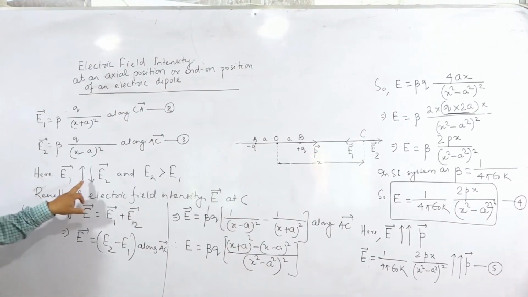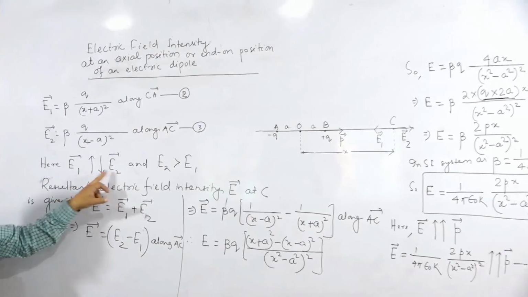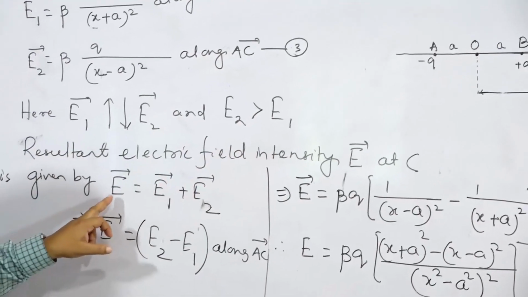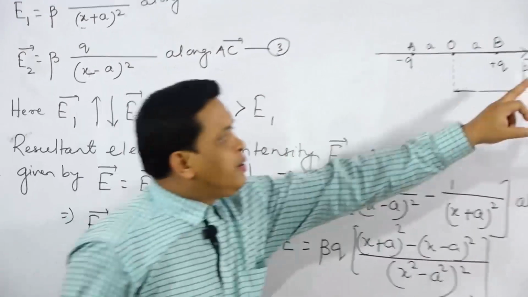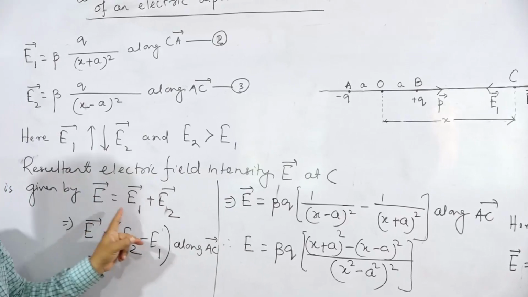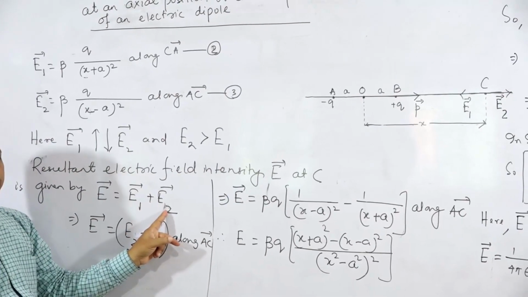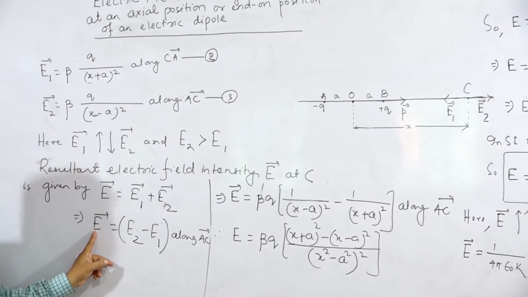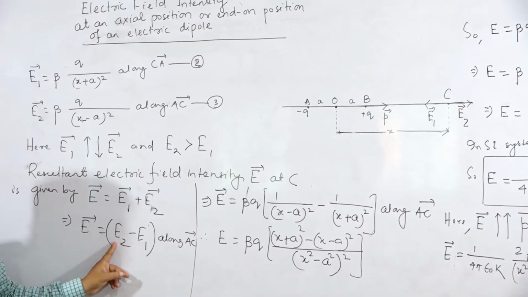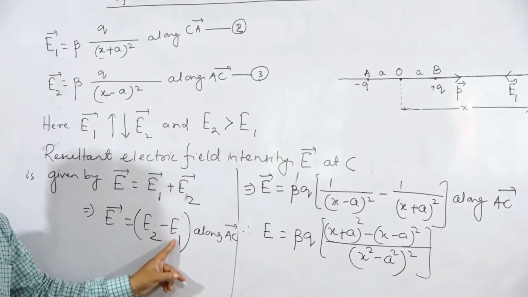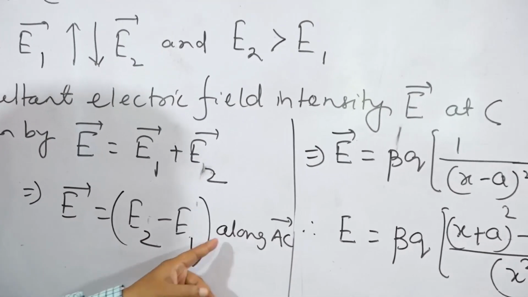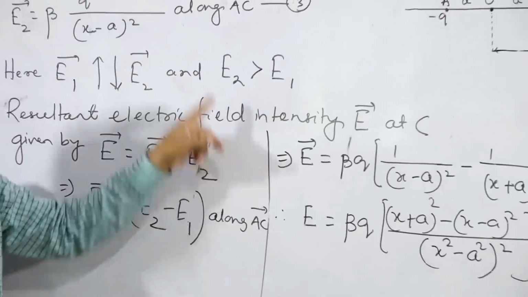E1 vector is anti-parallel to E2 vector. They are oppositely directed and E2 is greater than E1. So if E vector is the resultant electric field intensity at point C, total field, then E vector equal to E1 vector plus E2 vector. This E equals magnitude of the bigger vector, that is E2, minus magnitude of the smaller vector, that is E1. So E2 minus E1. Direction is along the bigger vector, that is E2 vector, along AC vector.